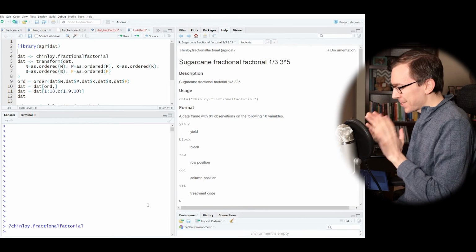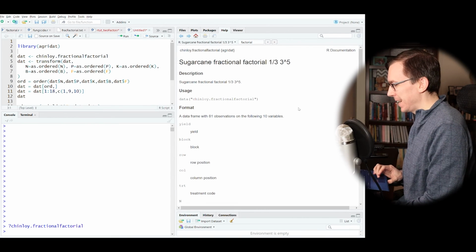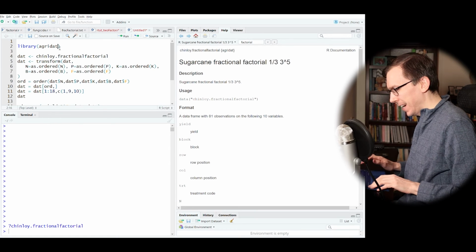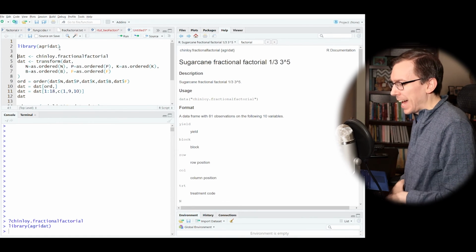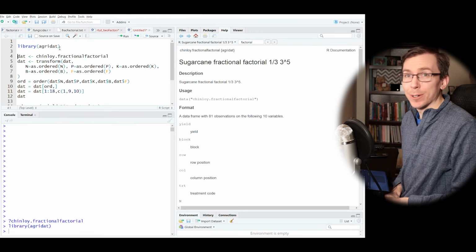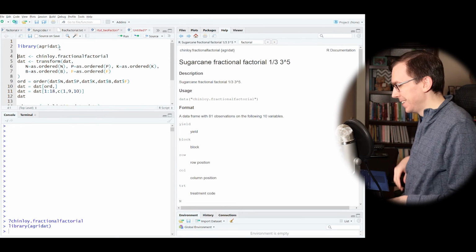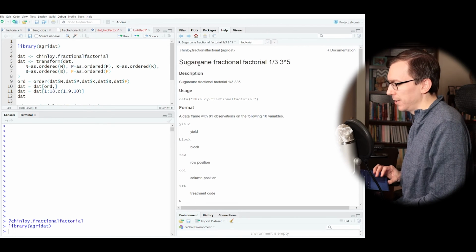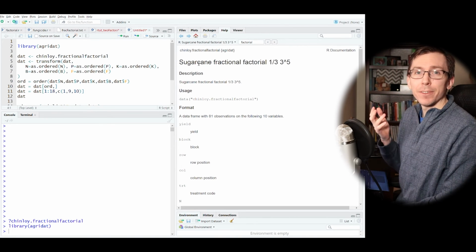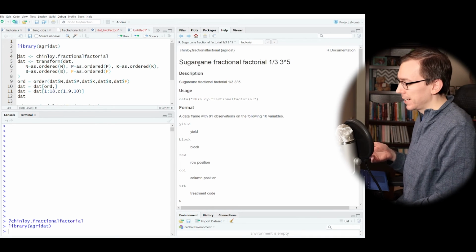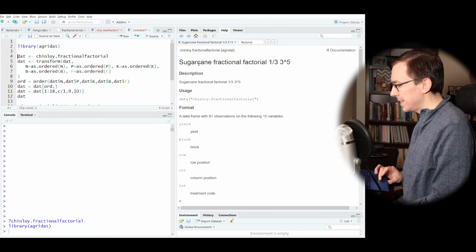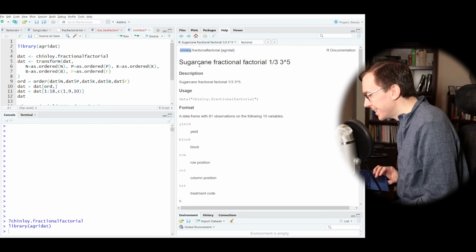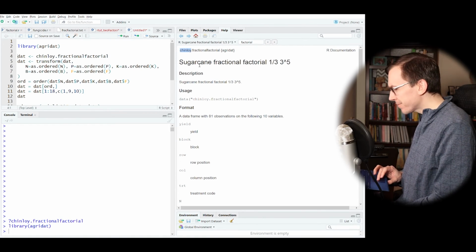So if you're looking at the screen here, you'll see that I have loaded in the agridat package, full of agricultural data sets from about 50 to 70 years ago. Maybe some are more recent. The data set that we're going to look at for our 3 to the k factorial designs is this sugarcane data set, which is the Chinloy fractional factorial data set.